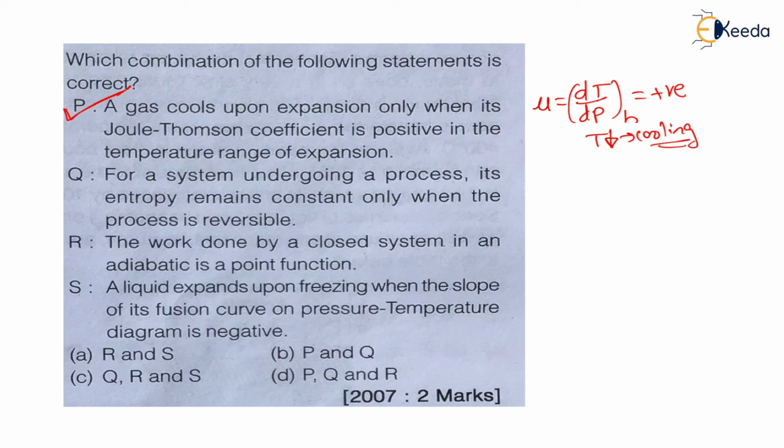Now just now in the previous lecture or previous question we have seen this P statement. Now Q statement: for a system undergoing a process its entropy remains constant only when the process is reversible. Now my dear students, entropy remains constant for a process only when the process is reversible. Now this is a wrong statement.